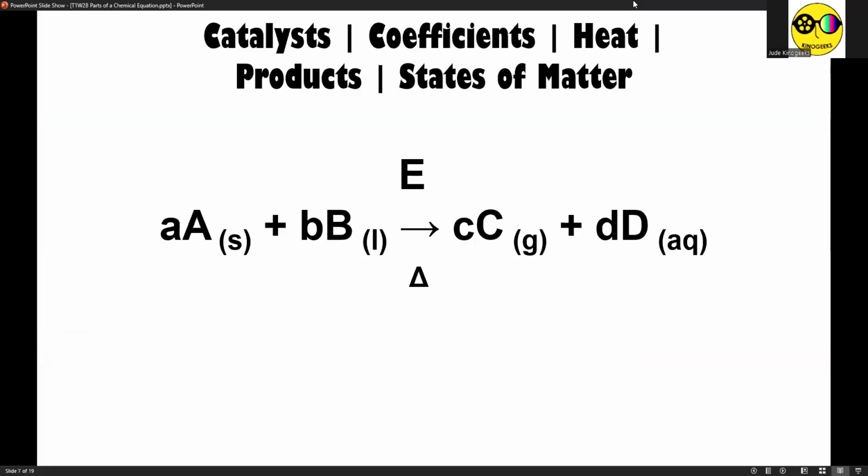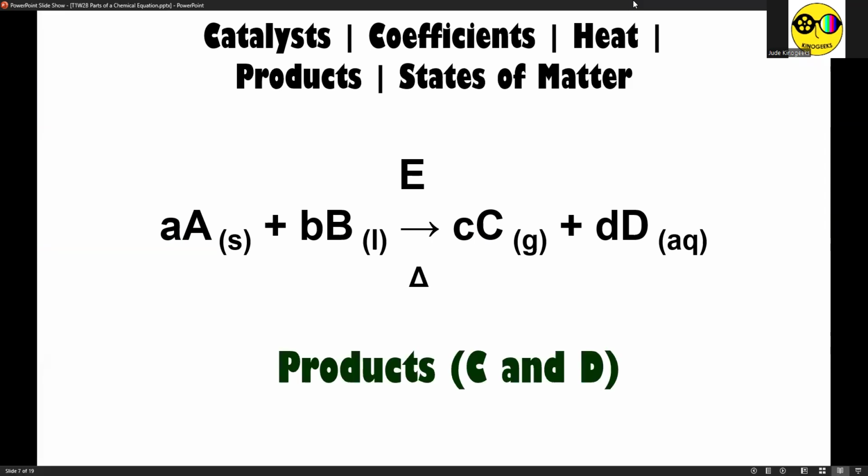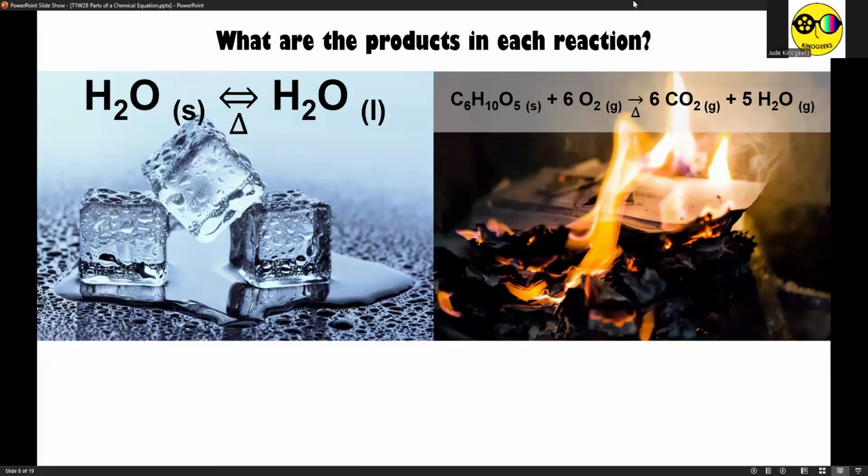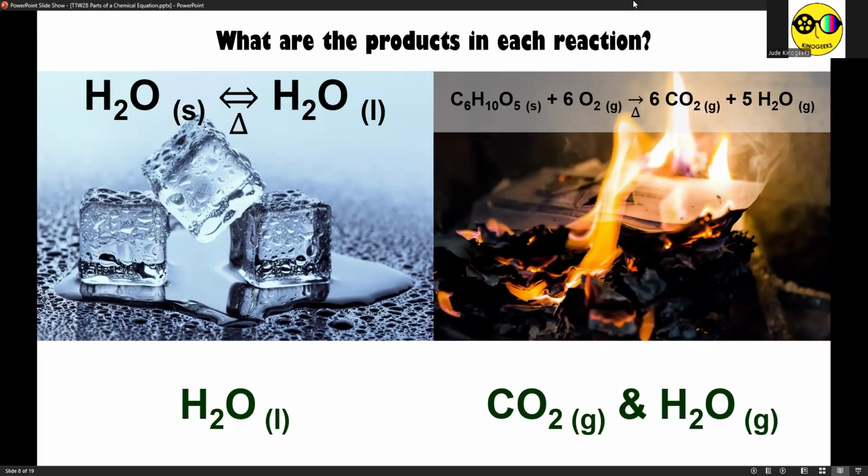Right. Next, if we start with A and B, we end with C and D, and C and D are the products. As ending materials, their presence is an indication that the reaction is successful, especially if you are targeting a certain amount in a chemical reaction. Now, with respect to the arrow, products are found at the right side. So going back to melting of ice, our single product is liquid water, while for burning of paper, our products are gaseous carbon dioxide, CO2, and water vapor or gaseous water.